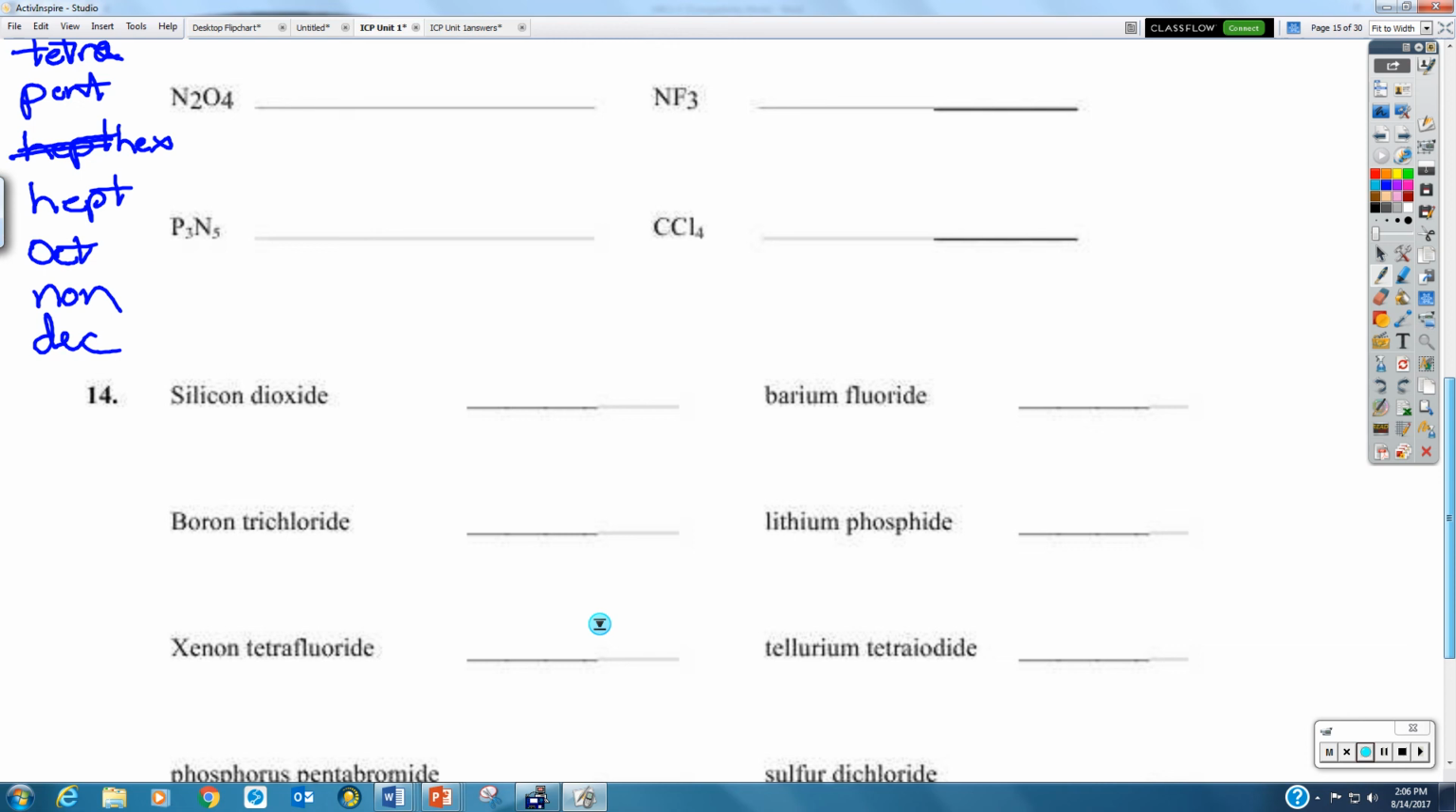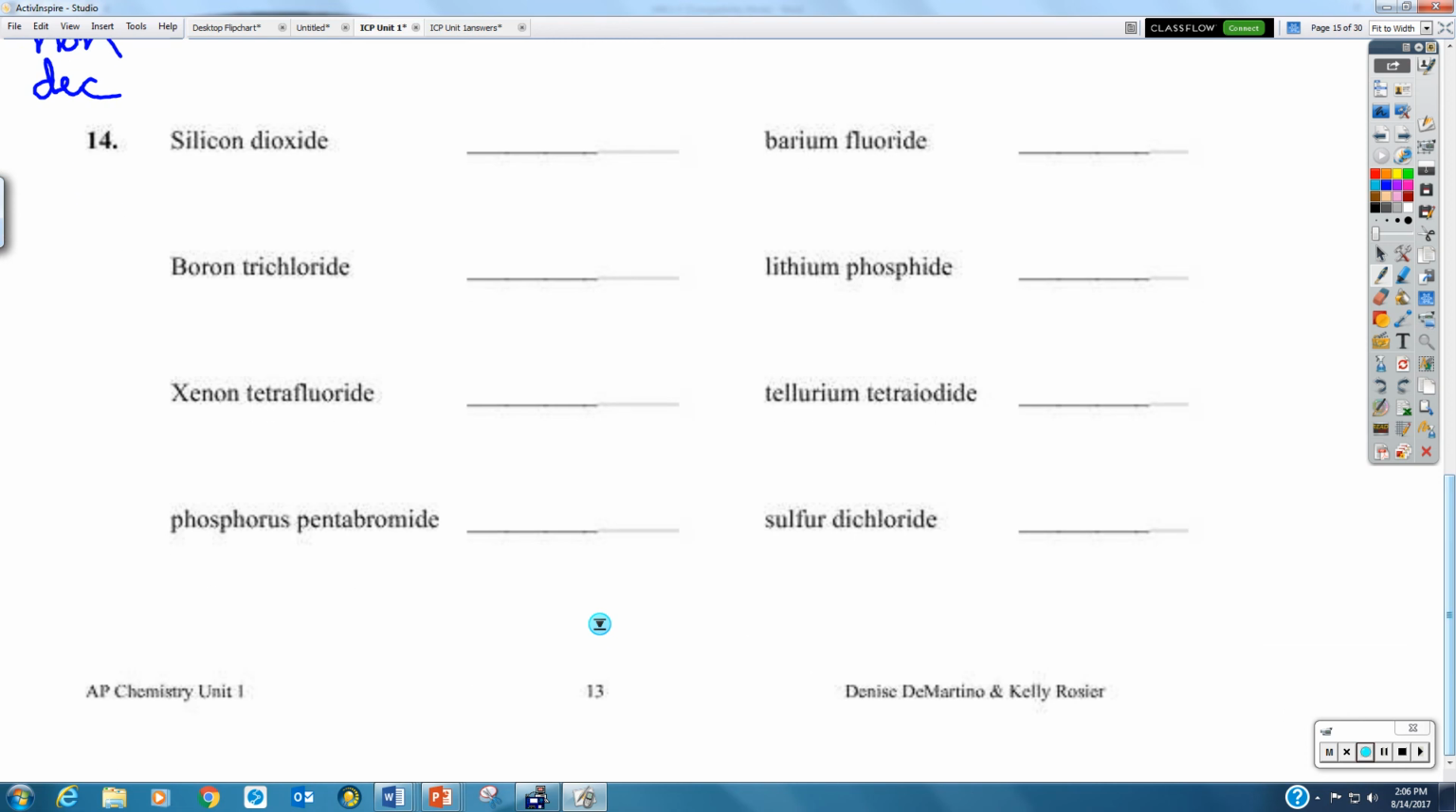All right. We're going to stop with binary. We'll pick up ternary and acids tomorrow. What I do want you to work on: I would like homework sheet 1A if you have it already, and I would like for you to work on 1B.